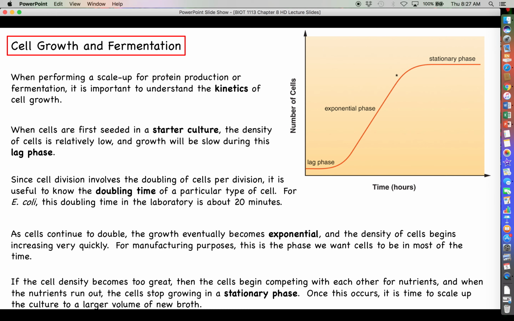So this discussion that we're having here on cell growth kinetics should give you a good frame of reference for understanding why the scale-up process is necessary and why you have to do that several times. Because if your ultimate goal is to get these cells to make a particular type of protein, you don't really want to run into the brick wall that is the stationary phase. You want these cells to continue dividing and continue making protein.